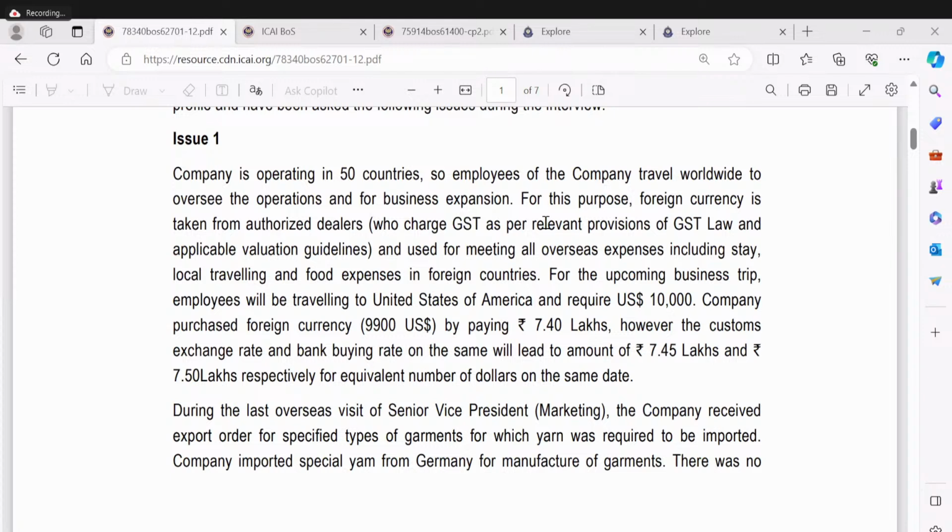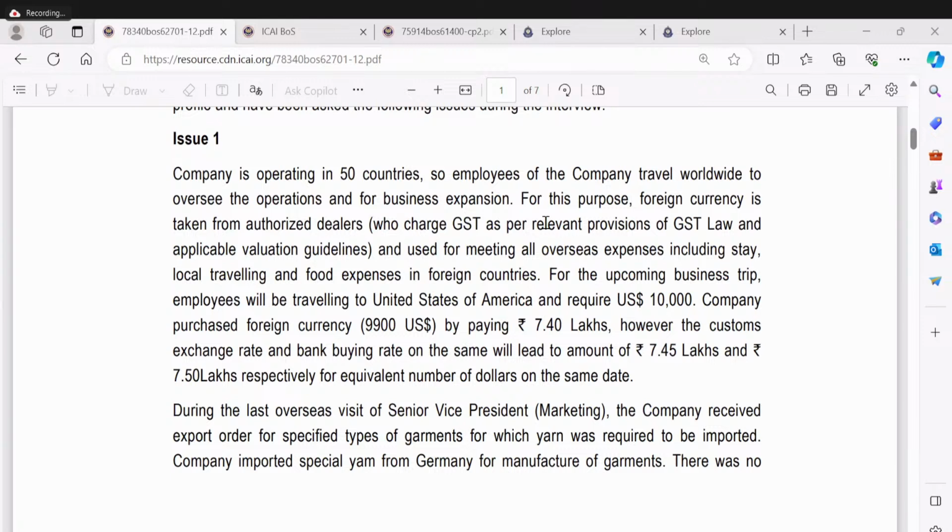We had already seen that the company started from Punjab, and then over a decade it expanded to more than 50 countries. Since it is operating in so many countries, its employees have to travel worldwide for business, for overseeing the operations, and for expanding the business. For this purpose, they need foreign currency. Foreign currency is taken from authorized dealers who charge GST as per relevant provisions of GST law and applicable valuation guidelines, and used for meeting all overseas expenses, including stay, local travelling, and food expenses in foreign countries.